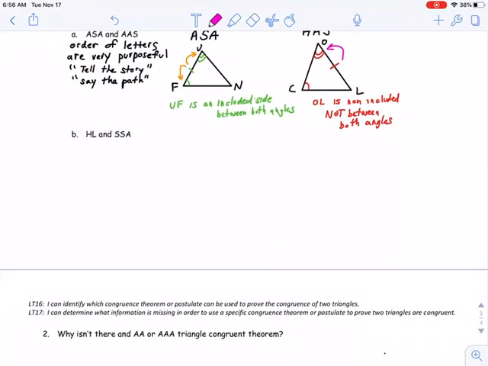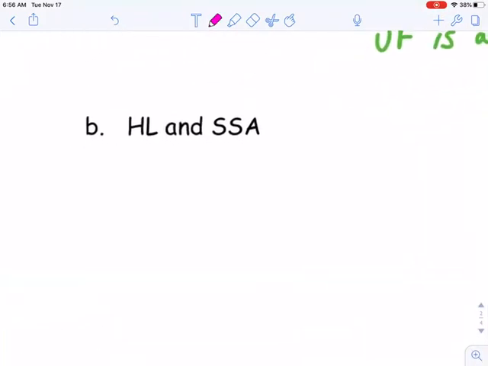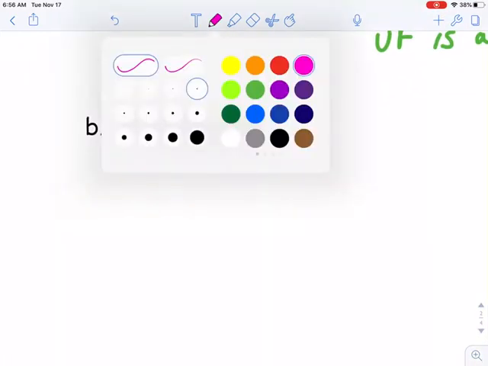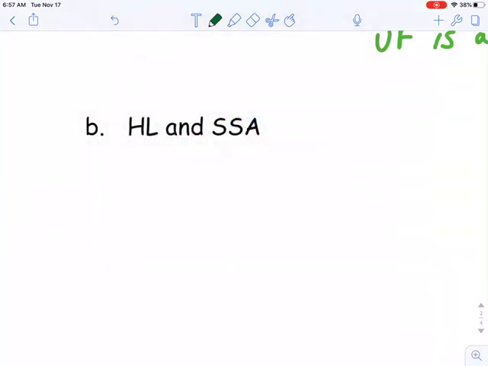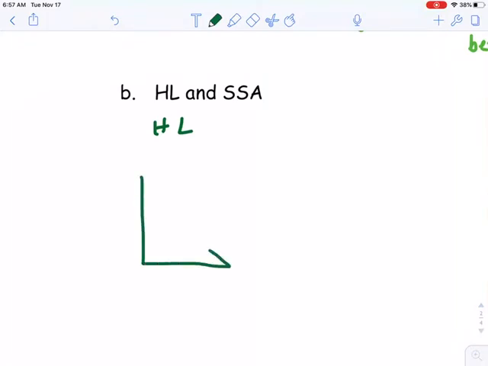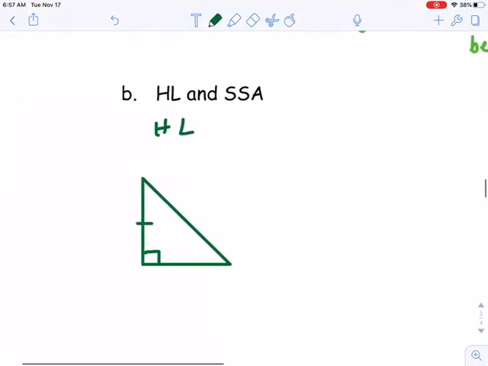All right. Let's talk first off. Let me think about how I want to talk about this. Let's do HL first. All right. Some people say HL is a special form of side angle. I disagree. HL is really a special form of side. But we'll talk about that later.